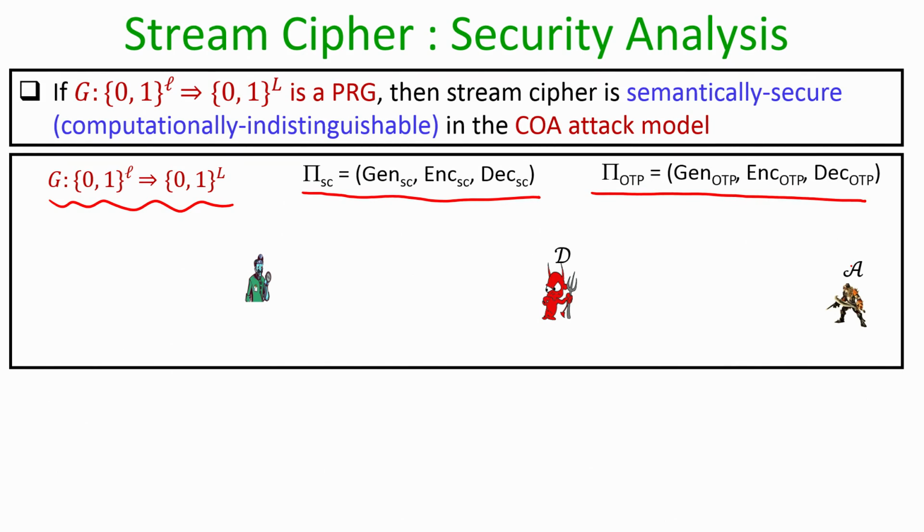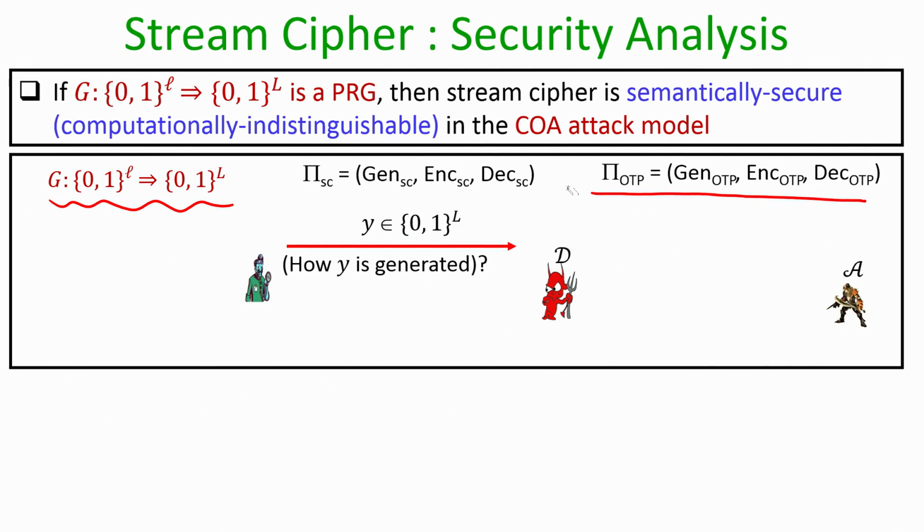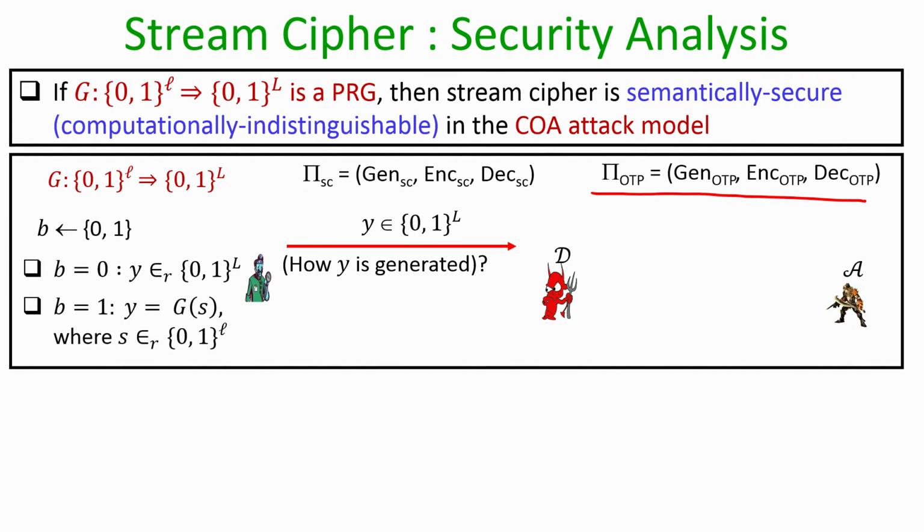Using the help of the algorithm A, we want to design another algorithm D who can distinguish a pseudo random sample produced by G from a truly random sample, which will contradict the claim that we are making about the algorithm G. So, the algorithm D participates in an instance of the indistinguishability based game for the PRG G, where it is given a sample y of size big L bits and it has to find out whether y is generated uniformly randomly or whether the sample y is generated by running the algorithm G.